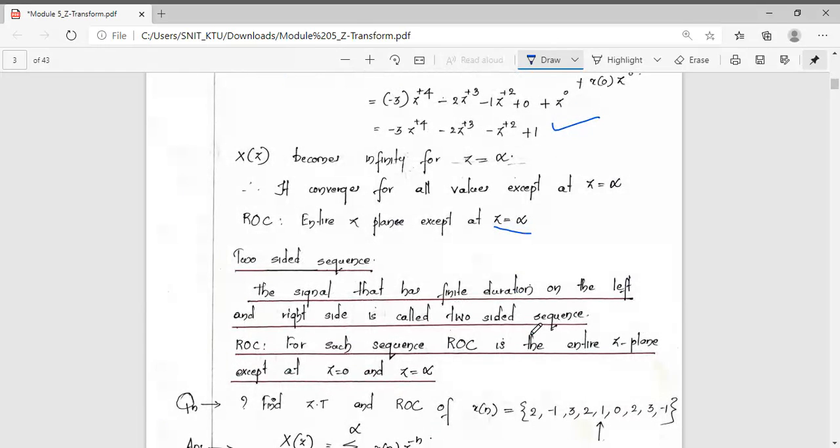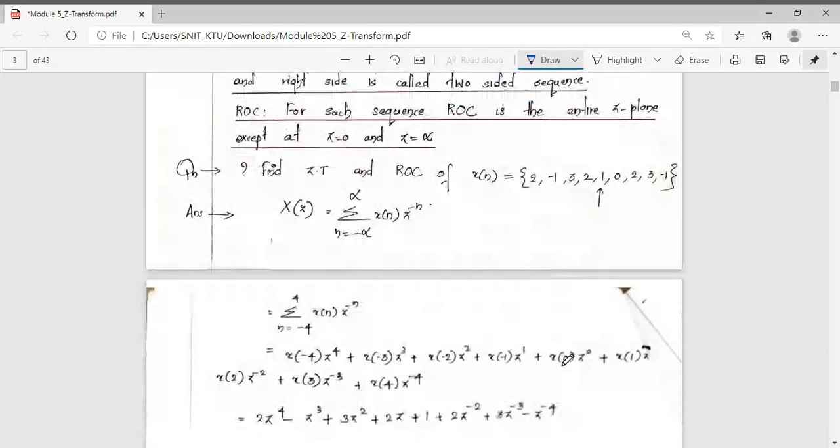So what happens in the case of a two-sided sequence? The signal that has finite duration on the left and the right side is called a two-sided sequence. The ROC for such a sequence is the entire z plane except at z equal to 0 and z equal to infinity. That is, a two-sided sequence is a combination of an anticausal and a causal sequence. So here the ROC is the entire z plane except z equal to 0 and z equal to infinity.